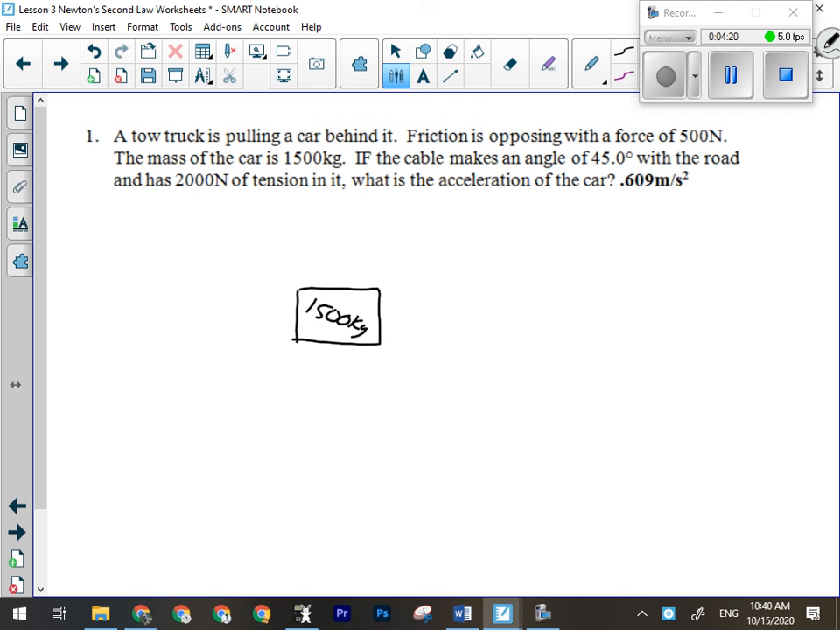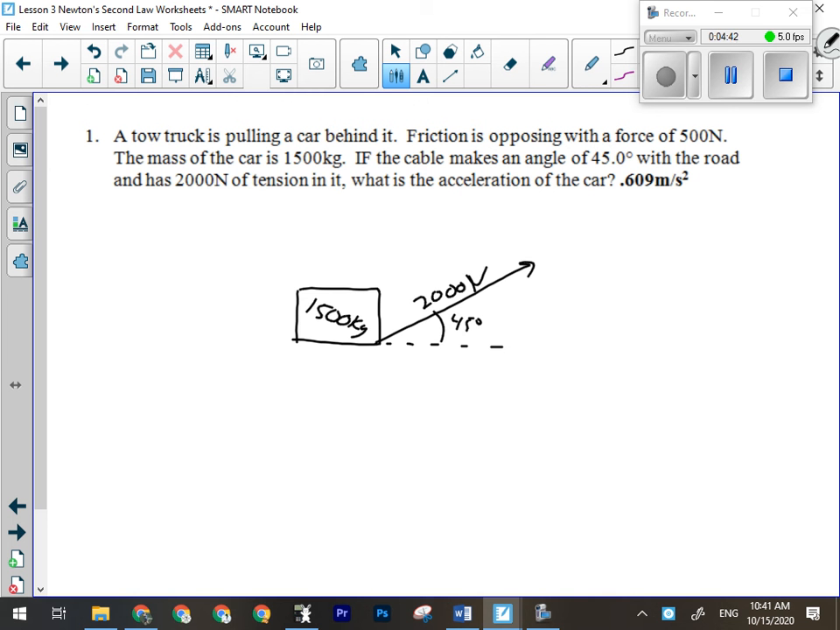Like when a tow truck pulls a car, which way does the car move? Forwards. Okay, it might be tilted like this, but it's still just moving forwards. And that's something I have to realize when I answer this question. So I've got the force of the cable at a 45-degree angle, 2,000 newtons.